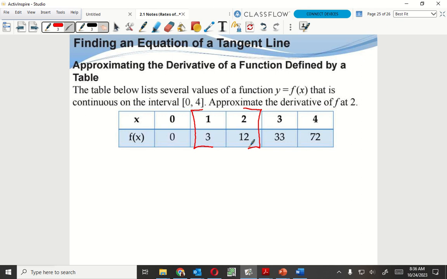So the basic formula on slope is y2 minus y1. So it'd be 12 minus 3 over 2 minus 1. And this is the secant slope. Secant is I am touching 2 points of the arc. So the slope of the line that actually touches those 2 points. So 12 minus 3 is 9 over 1. So the slope of my line in between those 2 points is going to be 9.